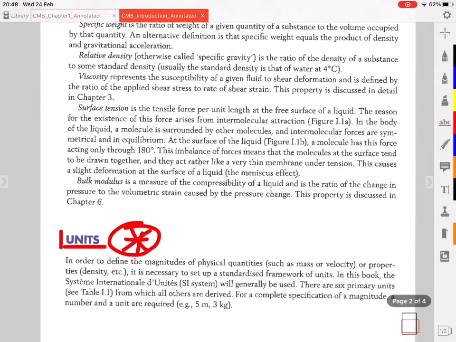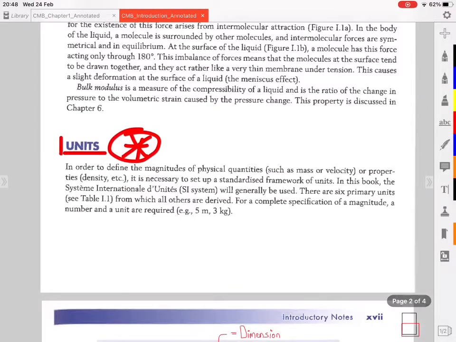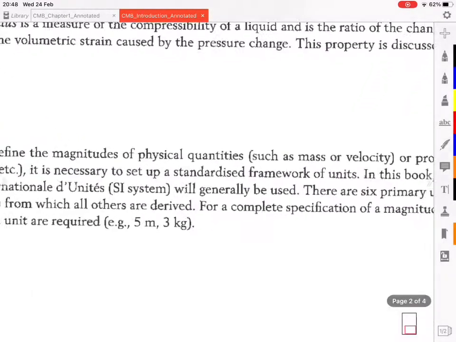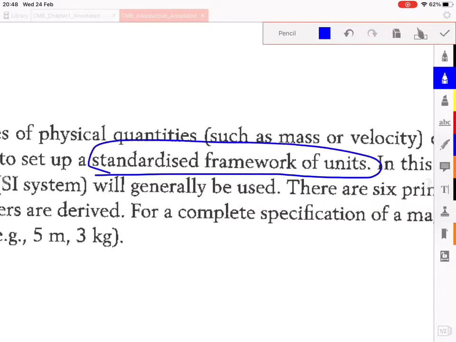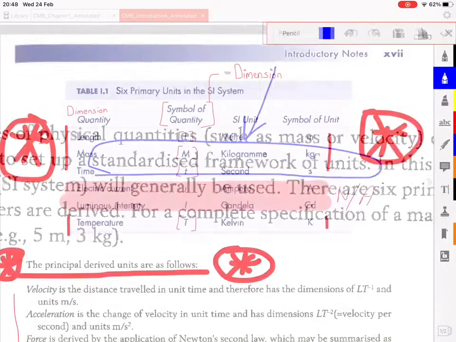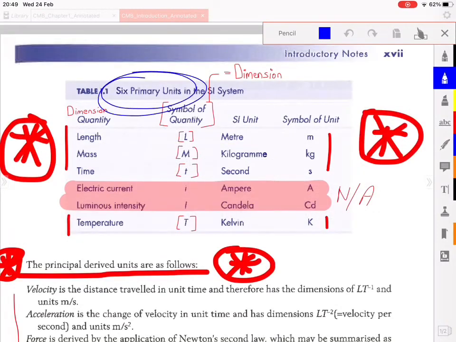Getting to units, we need some or other standardized framework of units by which we can measure quantities. And this is an important aspect that hopefully you have addressed before getting to hydraulics. So we have the 6 primary units in the SI system. Of these 6 primary units, we use only 4 in this module: length in meters, mass in kilogram, time in seconds, and temperature in Kelvin.